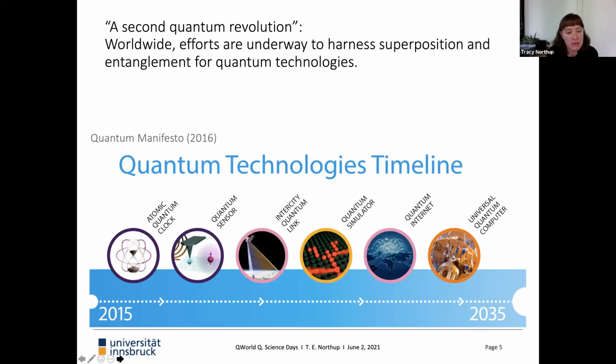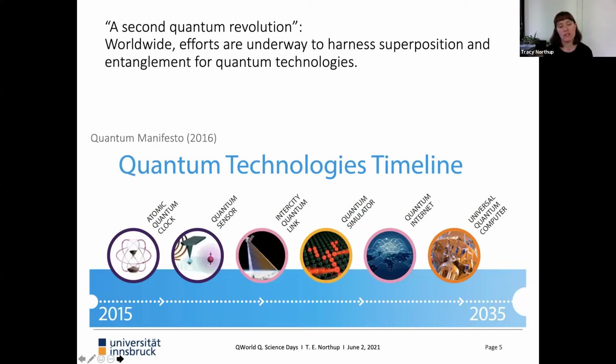Here I'm just showing a picture from the Quantum Technologies timeline of the Quantum Manifesto, which is about this plan for Europe to really support and invest in quantum technologies. But as I'm sure you're aware, there are initiatives worldwide to do this. And I think we can also think of these Q Science Days, this QWorld initiative, as a really wonderful example of efforts to unite quantum research across different countries, which is what we're going to need to realize these kinds of ambitious visions.